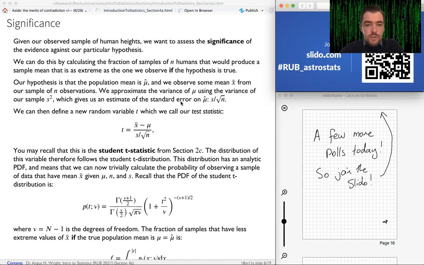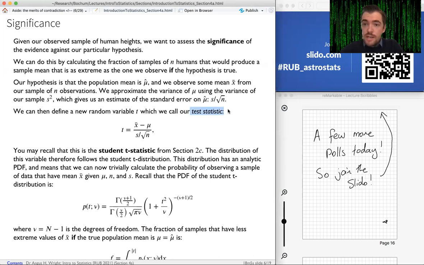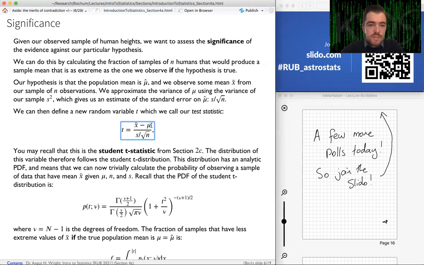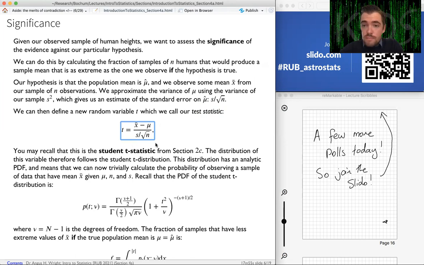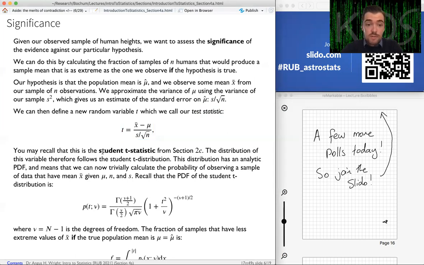We can then use these values that we just determined to create a statistic, which we're going to call the test statistic. And the test statistic here is x bar minus mu hat, sorry, missing a hat, S divided by the square root of n. Now, you might recall from our second section, our lecture on probability distributions, that this t statistic here is related to the student t distribution.